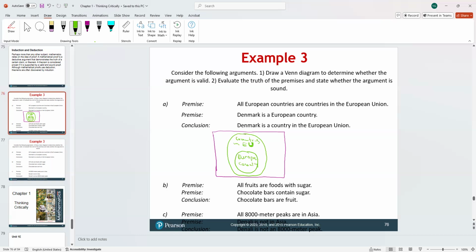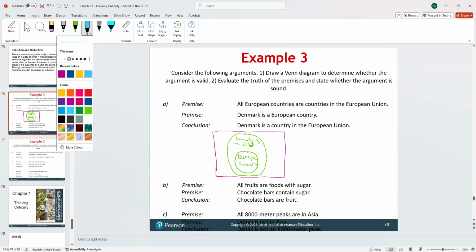Denmark is a country in the European Union. Is it a European country? Yes, so I said yes. The argument is valid. Okay. The argument is valid, but Denmark is a European country, but it's not in the European Union, right? So that's a problem. So we cannot include it there. So we need to have Denmark somewhere outside.